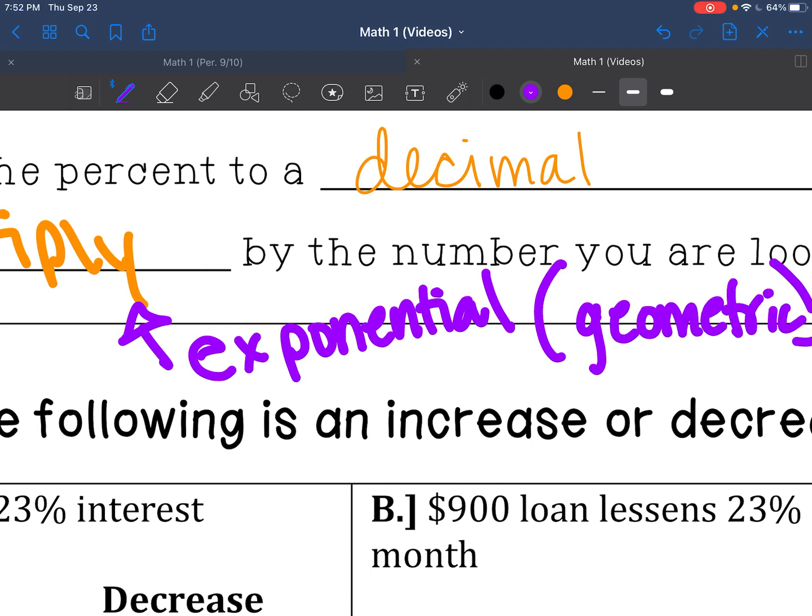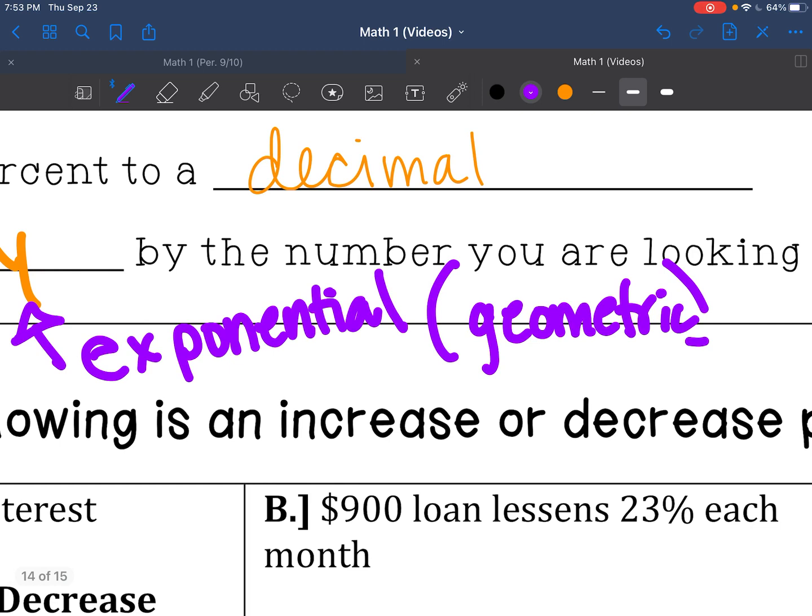And remember the other day we talked about how geometric is just a small part of exponential. It's a small part of exponential. Like how one piece of paper in your notebook isn't the entire notebook. Exponential would be the entire notebook. Geometric would be that one piece of paper.